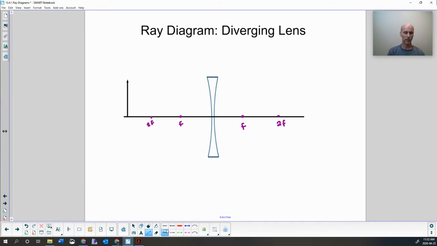All right, so ray number one, the usual. The first ray will go parallel to the principal axis, like this, and then it will refract. Now remember, it refracts away from the focal point. So it'll do something like this. If we were to trace it back, this ray would appear to be originating back here at this focal point. I don't know if that's totally straight, but you get the idea.